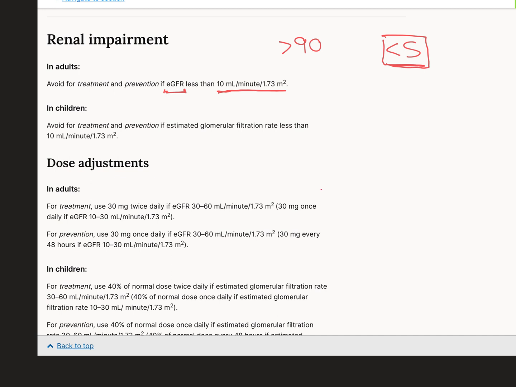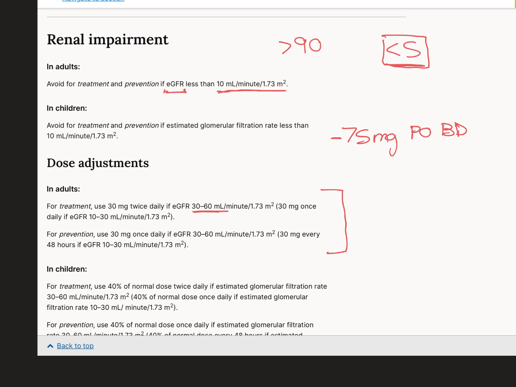And then we also have this stuff here, which tells us what to do in other eGFRs. So for treatment, use 30 milligrams twice daily if eGFR 30 to 60. So if it's above 60, we use the dose that I've told you, which is 75 milligrams oral twice daily. And by the way, this is an adult dose. I don't work in paediatrics, so I don't know what the paediatric dose is. The BNF will be able to tell you, though, what the paediatric dose is, but that's the adult dose for treatment. We haven't talked yet about prevention. That's a separate topic, which I'll come on to in just a moment.